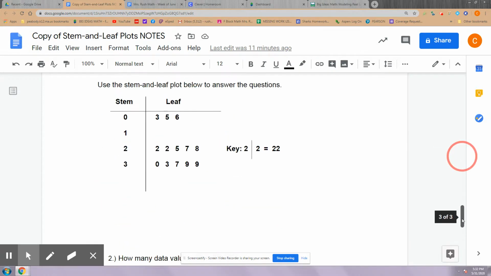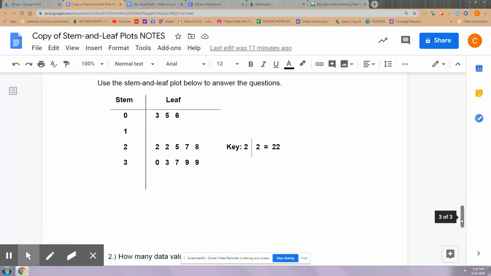So here, I already have a stem and leaf plot made for you, and we're just going to answer some questions below using the stem and leaf plot. Okay, so it says use the stem and leaf plot below to answer the questions. Before we do that, I'm going to list right here all the numbers that are listed in the stem and leaf plot. So starting with 0, remember anything that has a stem of 0 means it's less than 10.